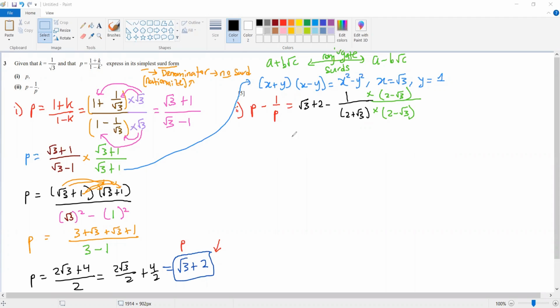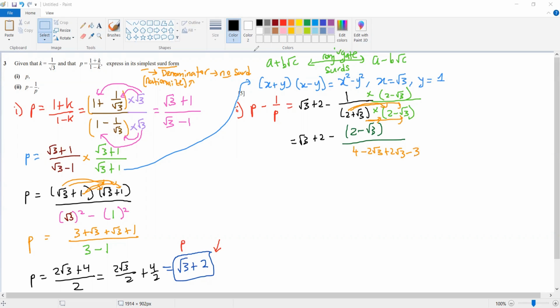Let's simplify all of this. Root 3 plus 2 minus, the numerator is the same thing, 2 minus root 3. Let's put a bracket because of the negative number. Here we do a little multiplication: 2 times 2 is 4, 2 times minus root 3 is minus 2 root 3. This is another way of doing it, multiplying out. I didn't plan that. I was going to use the difference of two squares, but somehow I ended up doing this. So minus root 3 times root 3 is minus 3.